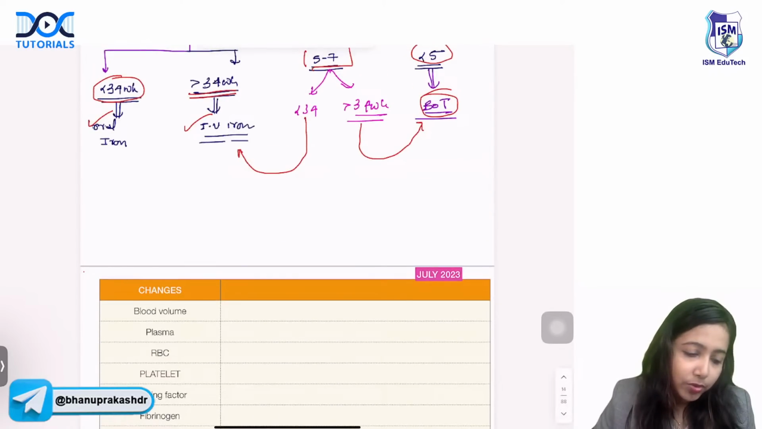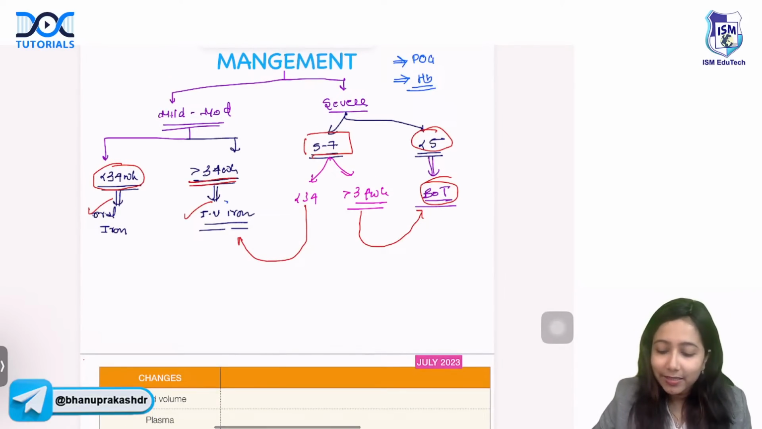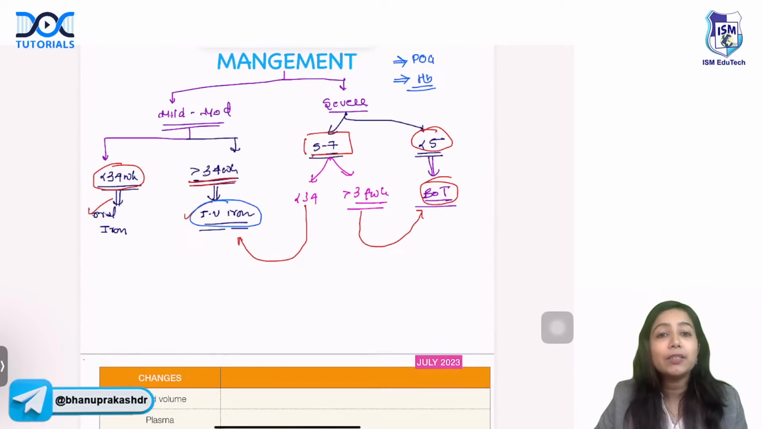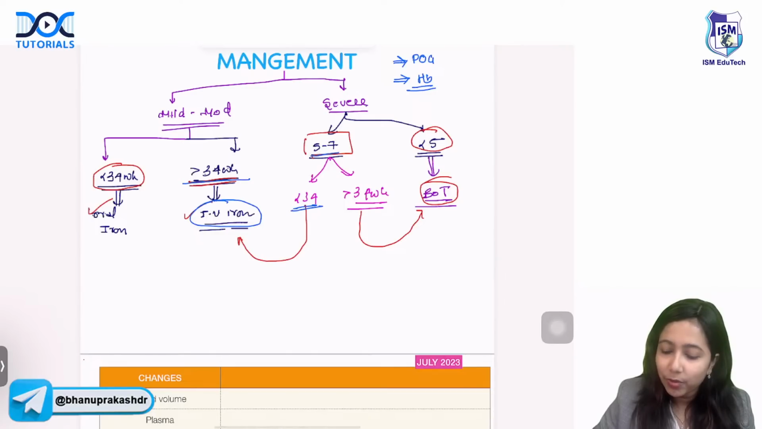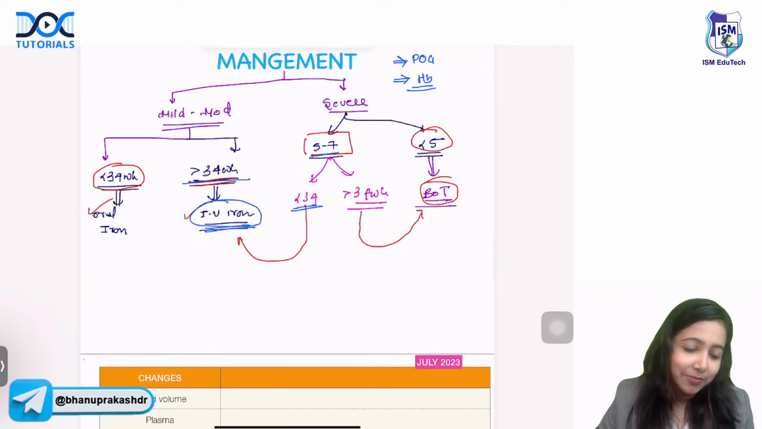The question was, Vikas Yadav has asked, when do we give the parenteral iron? Parenteral iron is basically IV iron. IV iron is also known as parenteral iron. More than 34 weeks, mild to moderate anemia, I'll give her parenteral iron. 5 to 7, less than 34 weeks, again, I will give her IV iron or parenteral iron.